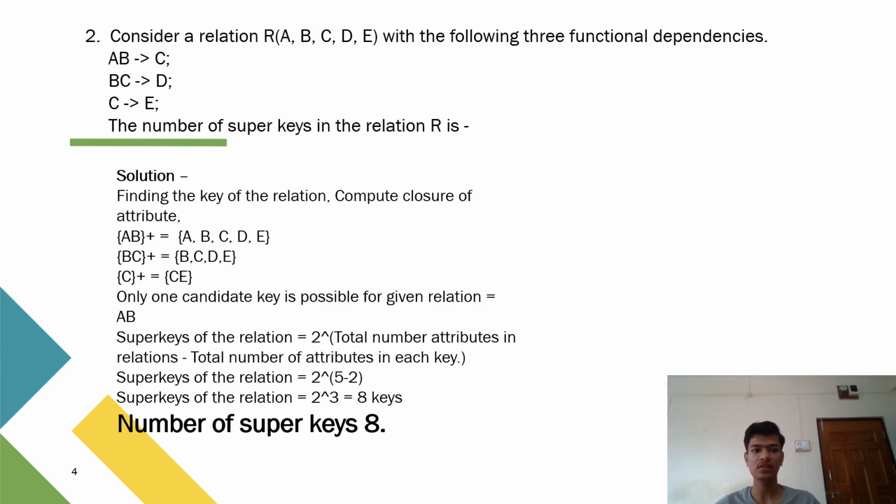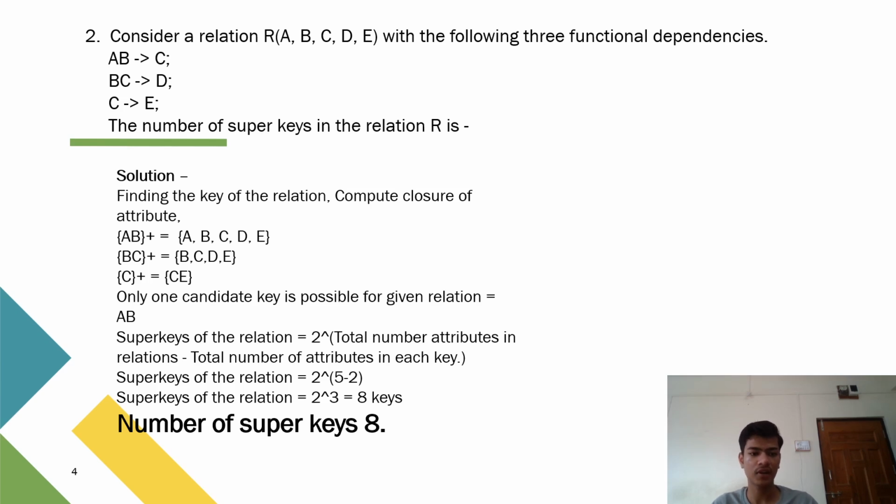Now next question. Consider a relation R which has 5 elements A, B, C, D, E with the following three functional dependencies, where AB implies C, BC implies D, and C implies E. So the number of super keys in the relation R is. Now first we will compute the functional closure of each attribute.